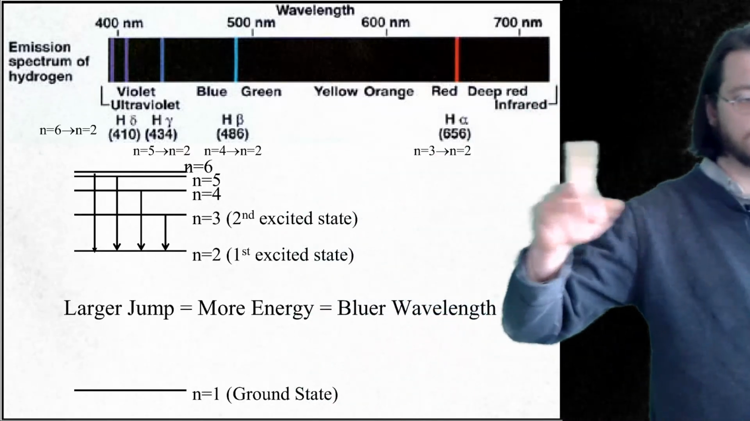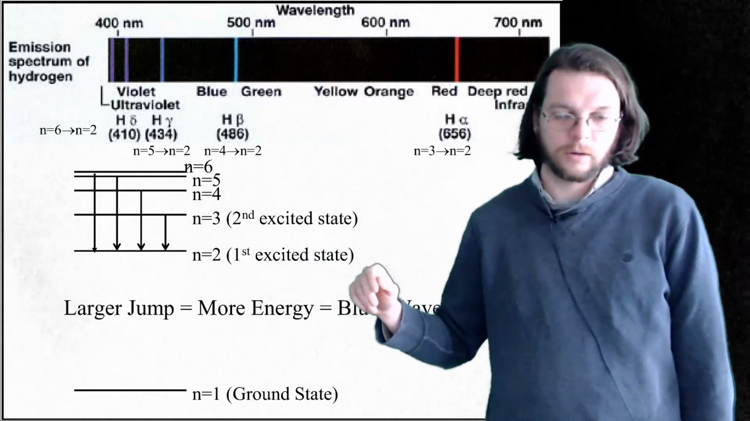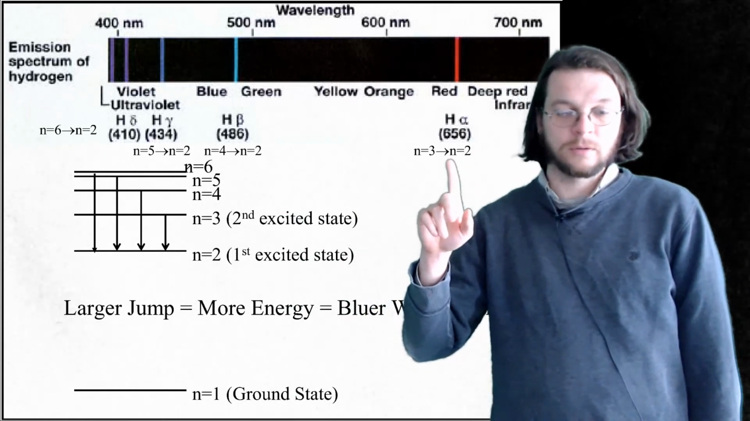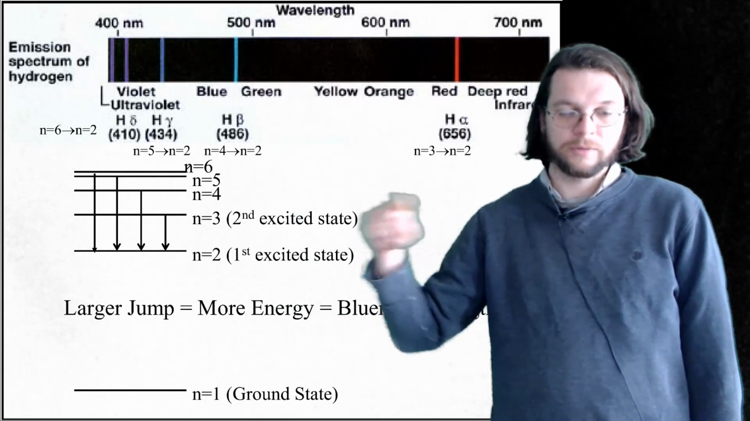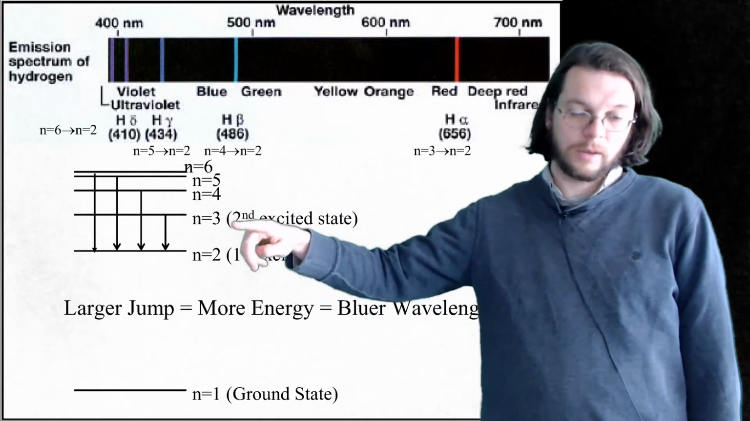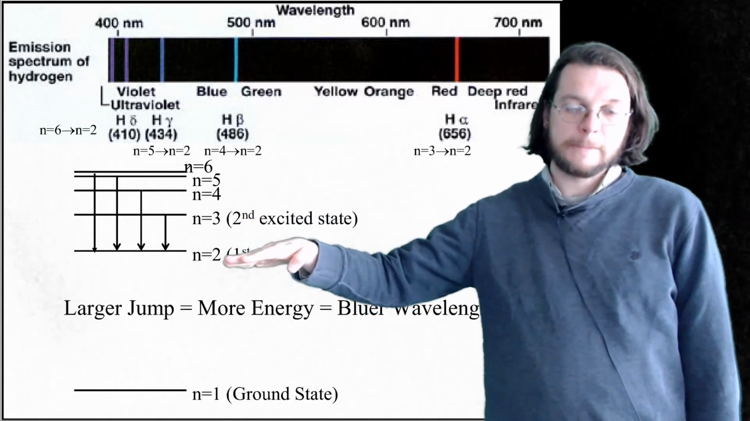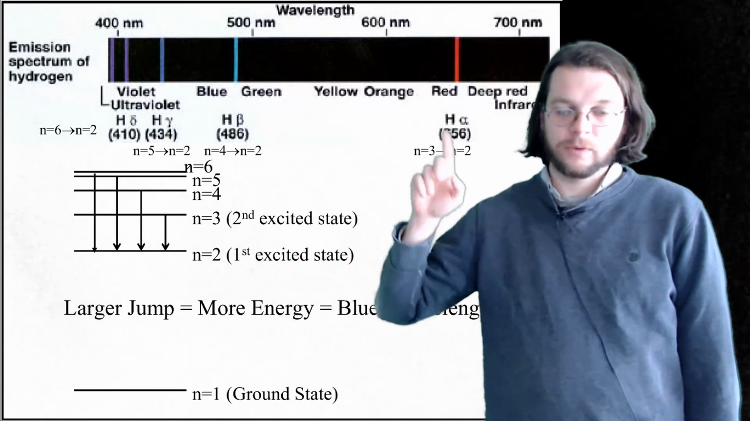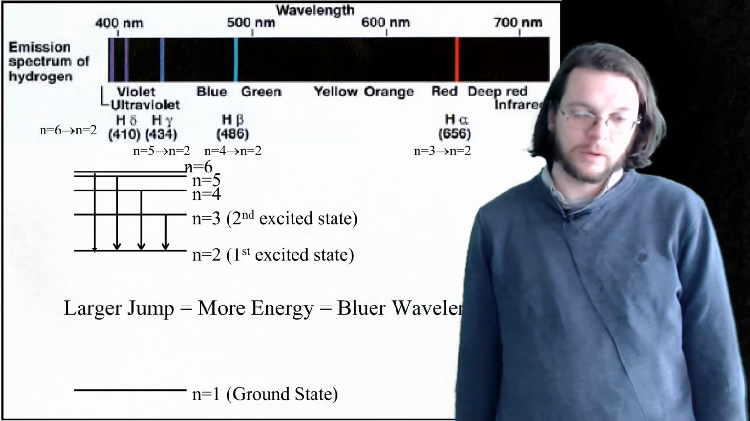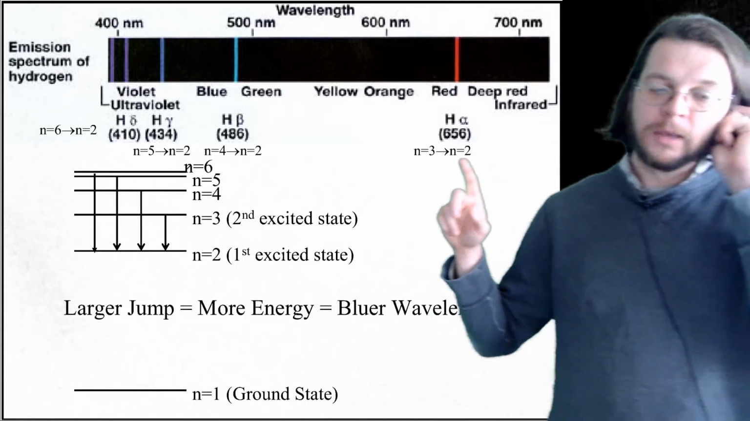This diagram shows all of the transitions that are in the visible range. For example, this 3 to 2 transition, which I believe is called hydrogen alpha: electrons in the third level, which is the second excited state, drop down to the second level, and they emit a photon when they do that, and the photon happens to be red. In a minute we can calculate what that wavelength would be. I think they're listing the wavelength here as 656 nanometers.